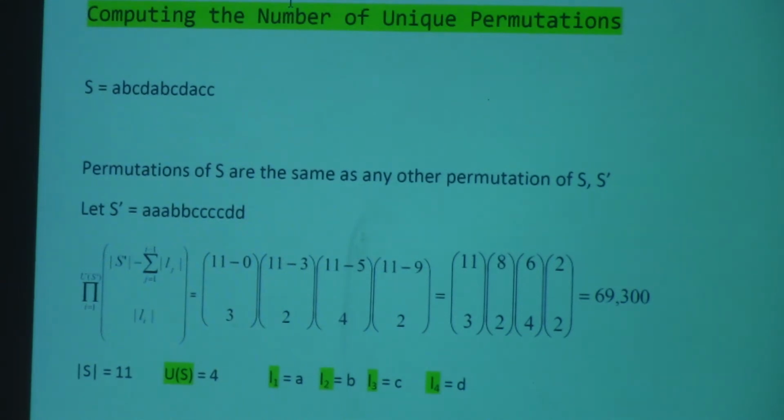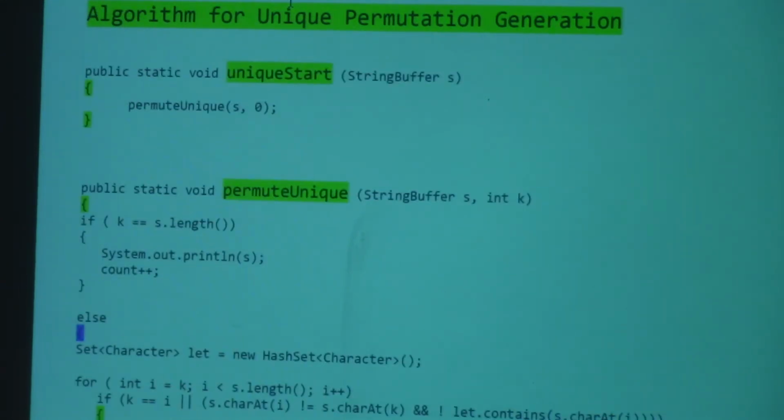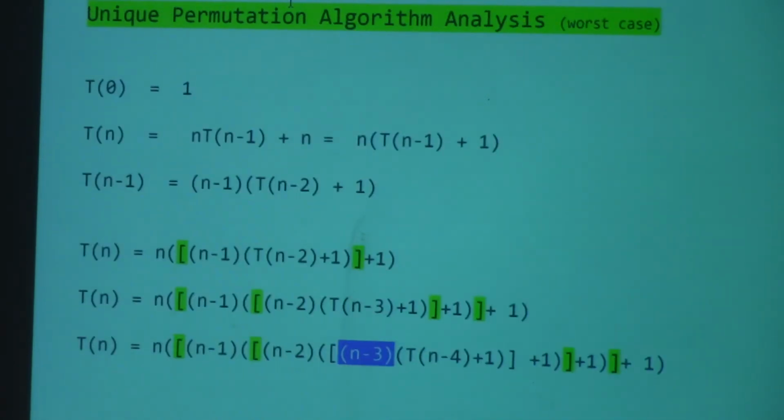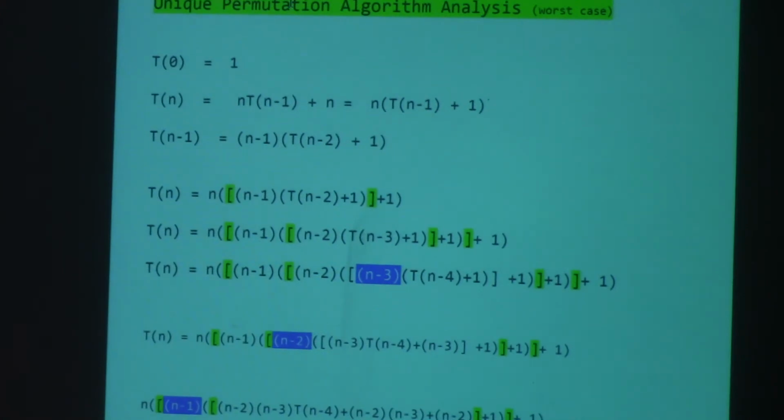That's the formula, okay? And this is the code that you saw already. So the code is just a very small modification. And then I did some crazy analysis that I'll show you a little bit. I'm not going to get into it now. So what I wanted to do is look at the unique permutation analysis worst case.